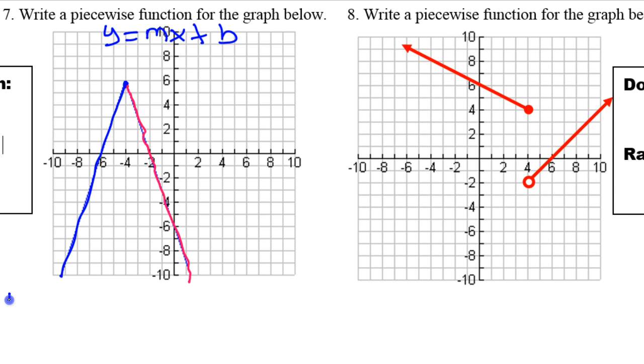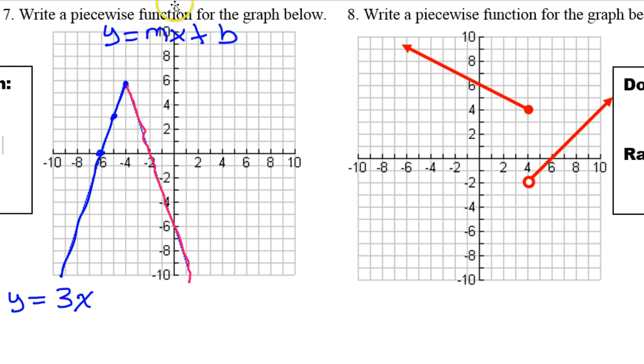So for the blue side, let's see, what's the slope? As I pick out a couple of points where I see that it hits right on the grid lines, from left to right, I'm doing rise over run, so that's up 3, right 1. So that's 3 over 1, which is just 3. So I'm doing y equals mx plus b, so that's 3x. Now I need the y-intercept, I need the b.